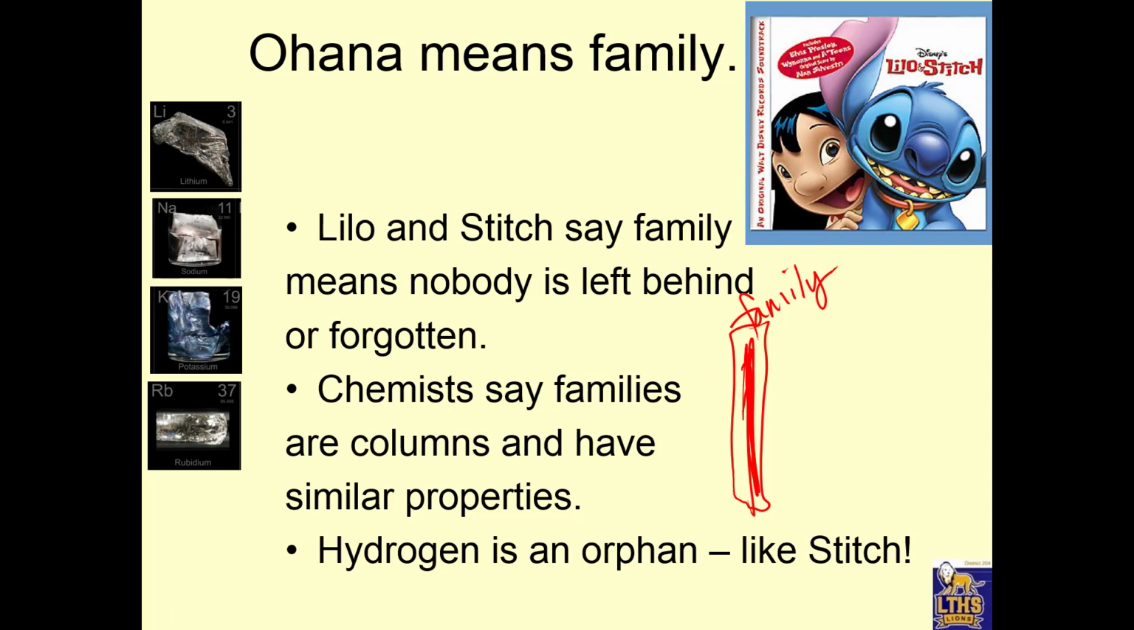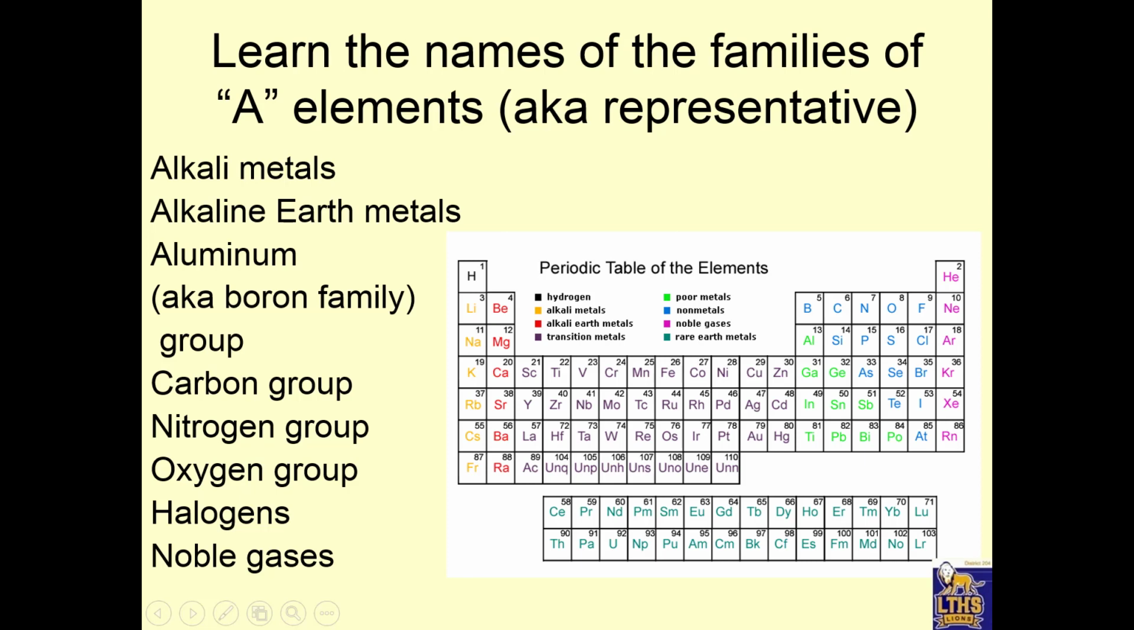Okay, so lithium, sodium, potassium, rubidium. If you look at them, they're all shiny metals. Woohoo! That's a property of a family. Hydrogen's an orphan like Stitch, though. So learn the names of the families of the A elements.